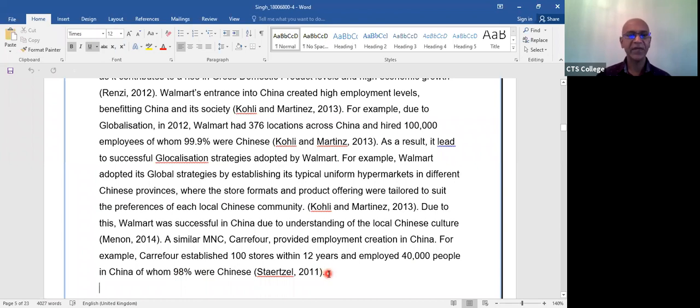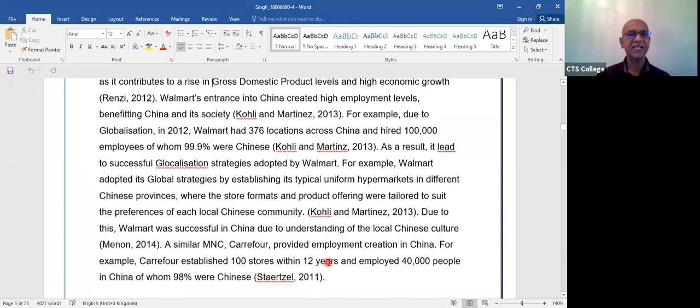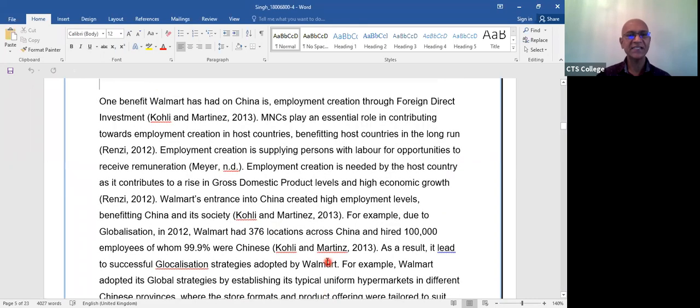The student is comparing Walmart with a rival, Carrefour, and the activities of Carrefour in China. What is lacking, however, is I feel there could have been deeper discussion, meaning what was the outcome of this job creation. Granted, the student did say that GDP rose. It would have been better if we knew by how much.